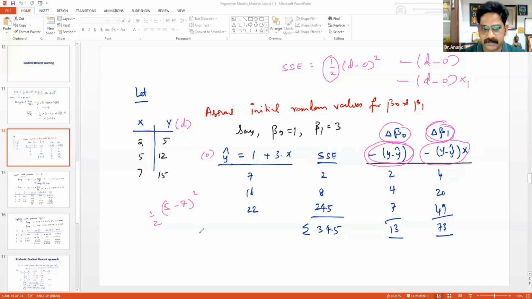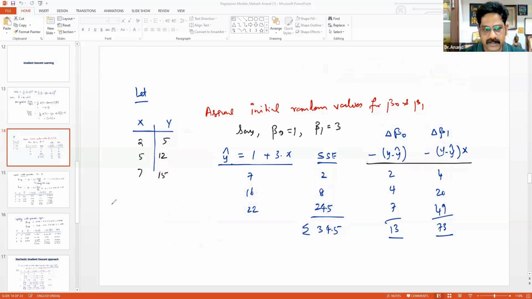So 5 minus 7 is minus 2, the whole square is 4, divided by 2, so 2. Then we compute 12 minus 16, minus 4. Minus 4 whole square is 16 divided by 2. We got 8. Then 15 minus 22. The difference is minus 7. 7 square is 49. 49 by 2 is 24.5. Now the total error, the sum of the error, is 34.5.